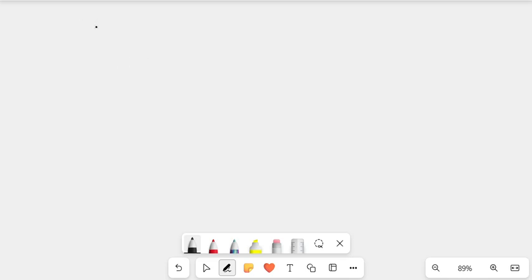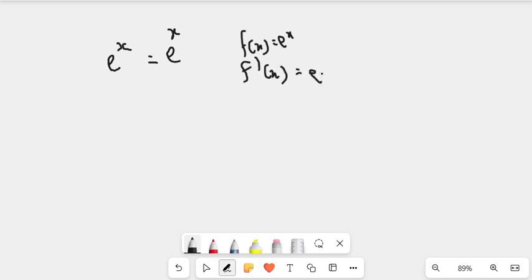Alright, so today we are going to talk about what is the derivative of e to the power of x. I think it is clear that the derivative of e to the power of x is itself, which is e to the power of x. But why is it so? That is, if f of x is e to the x, then f prime of x would also equal e to the x. Why is it so?